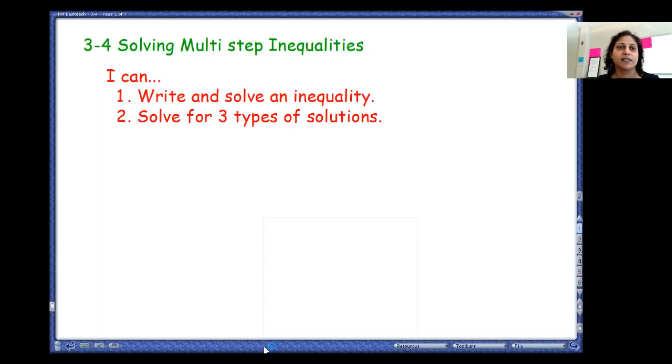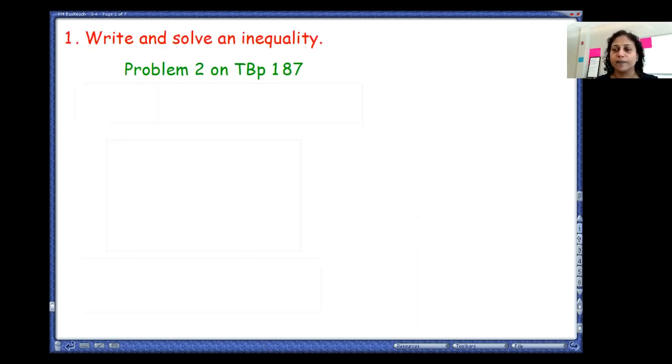Hi guys, today's lesson is 3-4, solving multi-step inequalities. These are our two objectives for today. Copy them and check them off as you understand them.